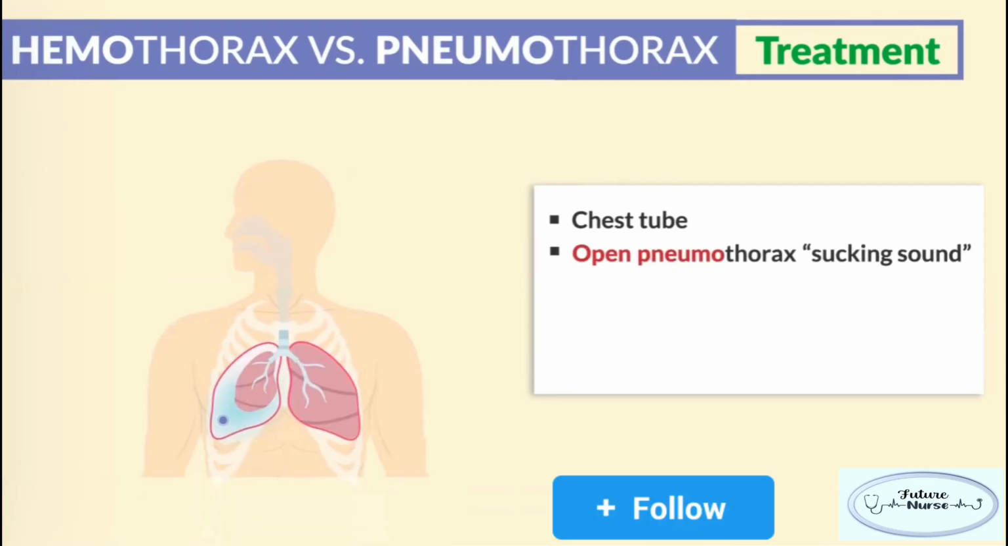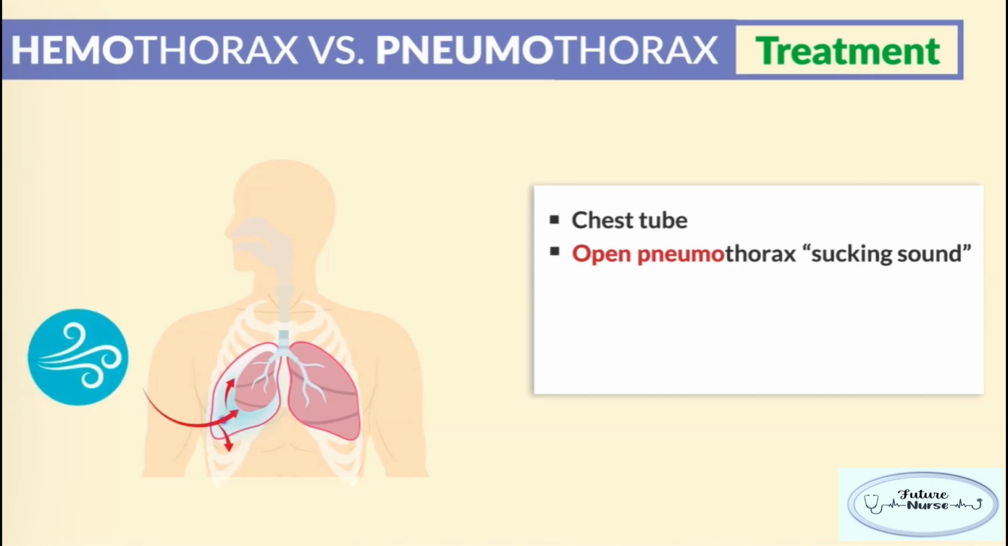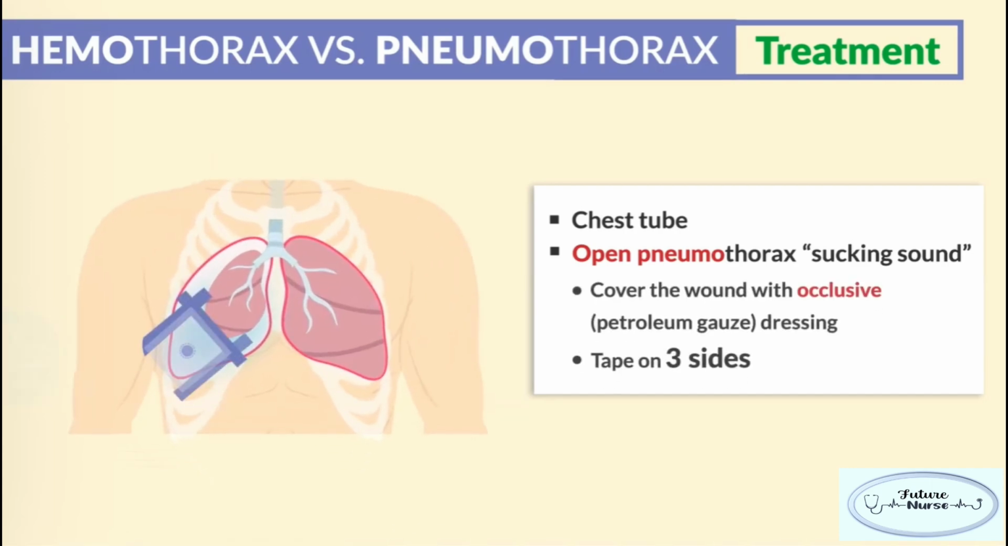But for open pneumothorax, also referred to as a sucking sound coming from the chest, the key treatment here is, write this down, cover the wound with an occlusive petroleum gauze dressing, and here's the key, tape on 3 sides, never 4 sides, always 3.